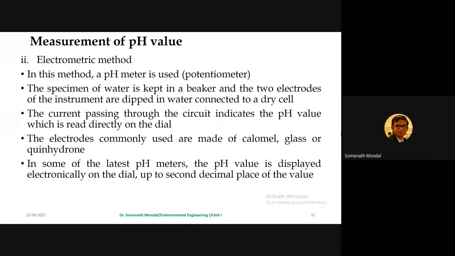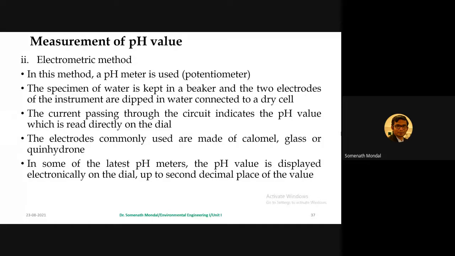Fine. Now the second method is the electrometric method. In this method, a pH meter is used, as I was talking about. Mostly in nature, they are potentiometers. The specimen of water is kept in a beaker, and the two electrodes of that instrument are dipped in the water, connected to a dry cell, and the current passing through the circuit indicates the pH value, which is read directly on the dial. The electrodes commonly used are made of calomel, glass or quinhydrone. These are the different materials from which the electrodes are made.